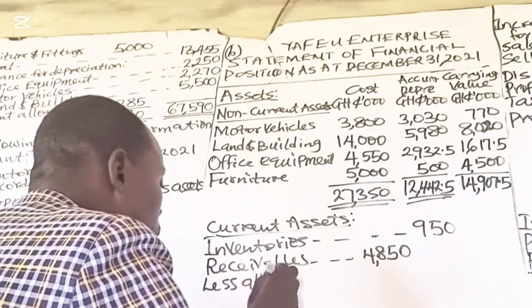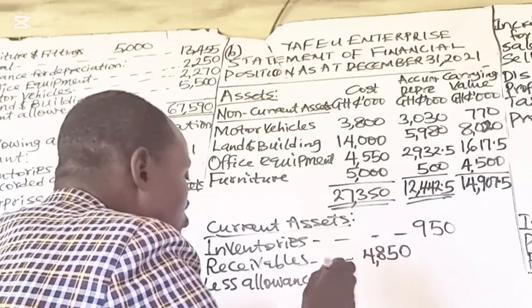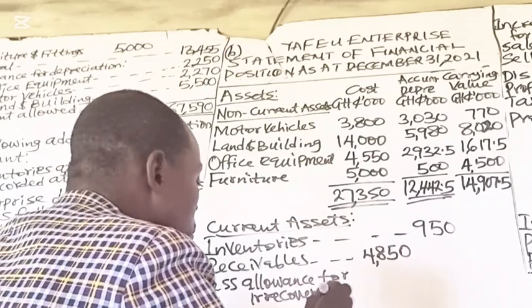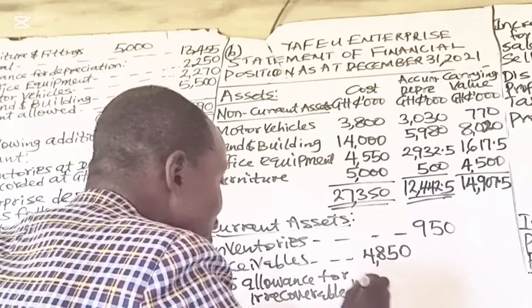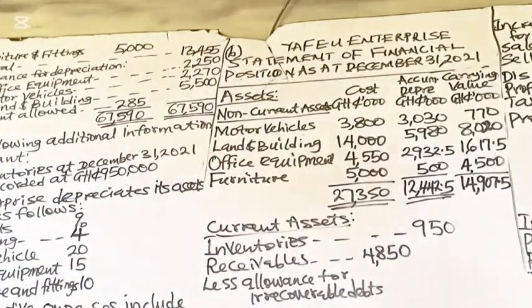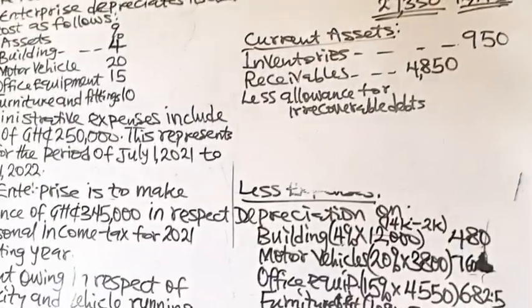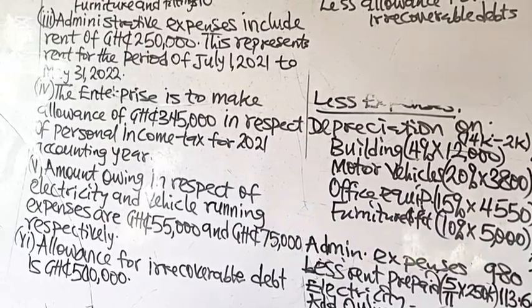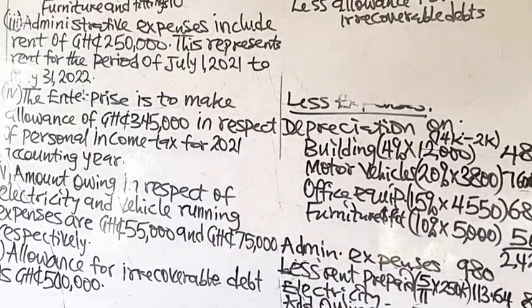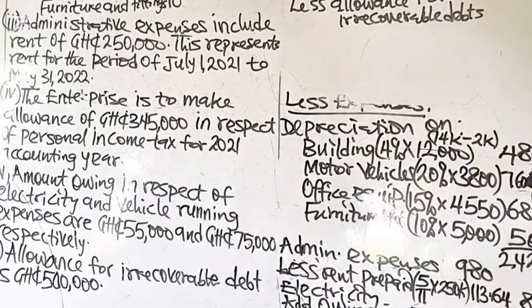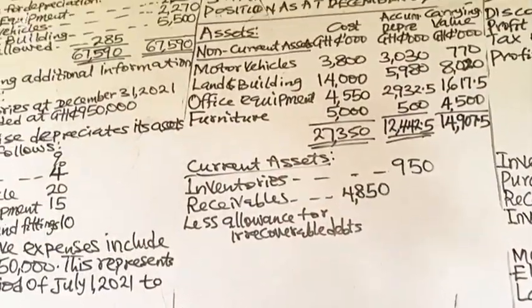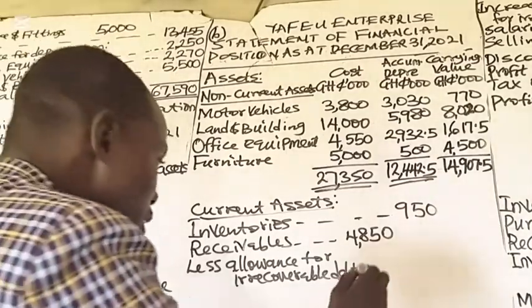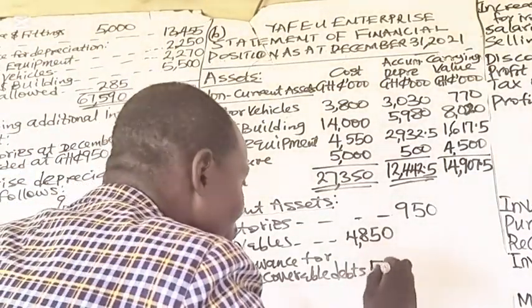Now less allowance for irrecoverable debt. The one given in the additional information is what should always be used. The allowance for irrecoverable debts, the last note, we were told, is 500,000 Ghana cedis. So that is the amount that will be deducted from the receivables. So we deduct the 500. So you'll be left with 4,350.